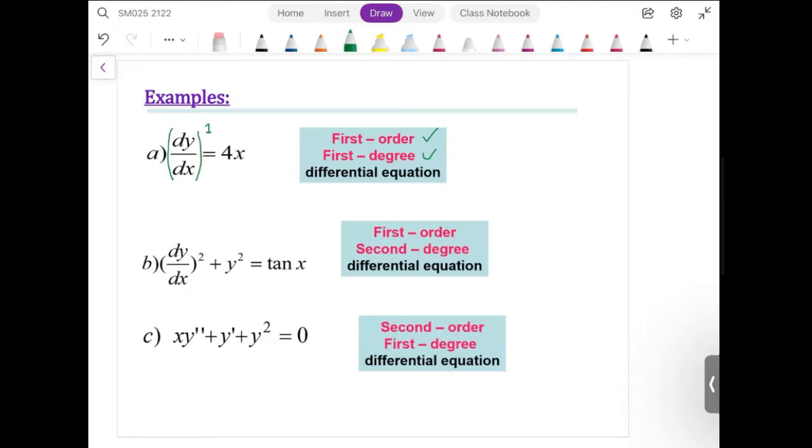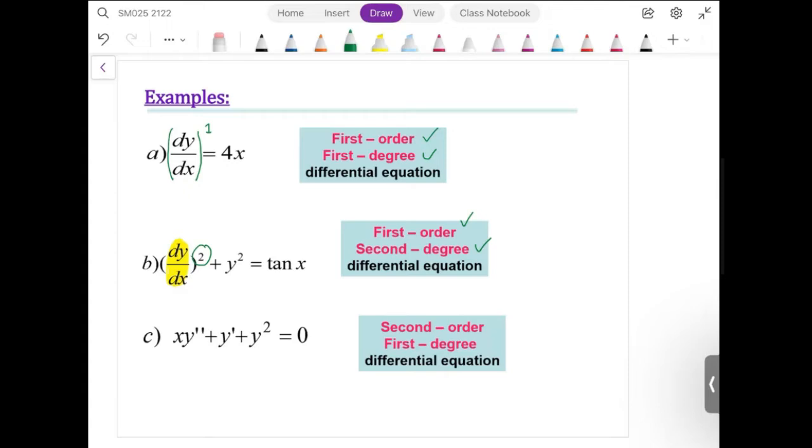Second one, we have (dy/dx) squared plus y squared equal to tan x. Same again, refer to our derivative. We have dy/dx. That will be first order. And then look at the power of the derivative. There we have squared, to the power of 2. That's why it will be second degree.